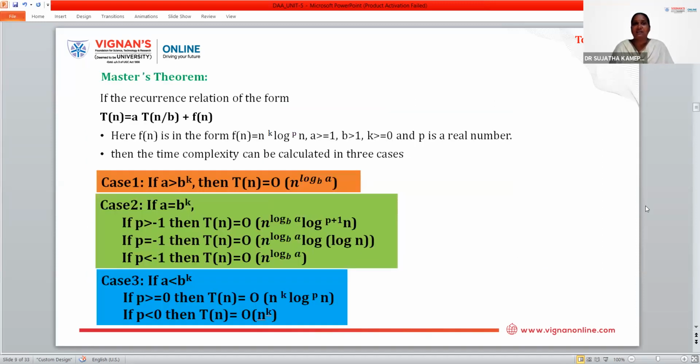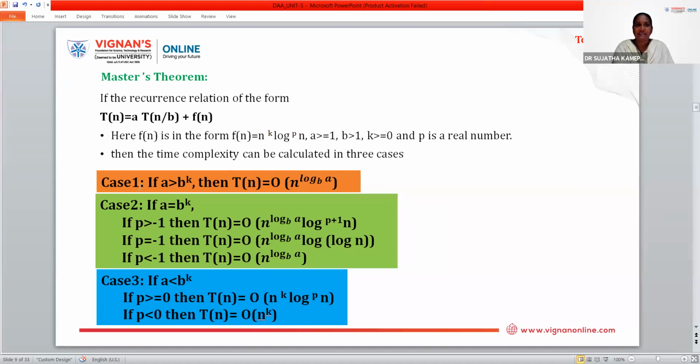And we can use Master's theorem as well to solve the recurrence relation in case of divide and conquer. Here the Master's theorem can be applied in 3 cases. Here you can see the 3 cases. The recurrence relation is in this form, where the function f of n is equal to n power k log power p of n. Here a is always greater than or equal to 1 and b is greater than 1, k is greater than or equal to 0 and p is a real number.